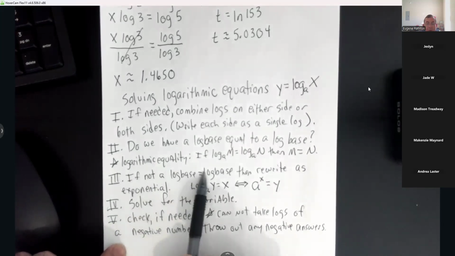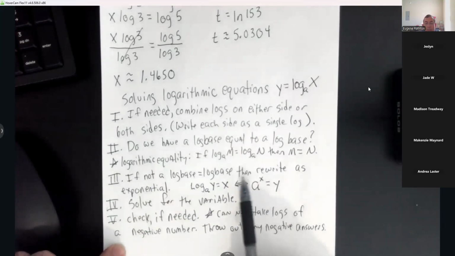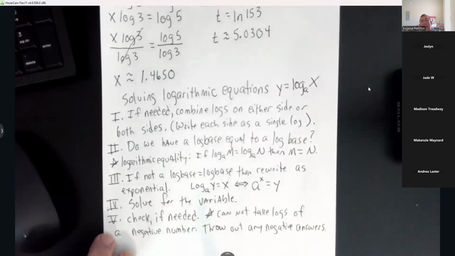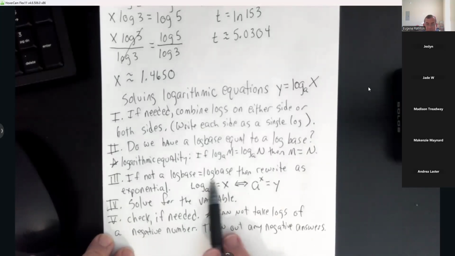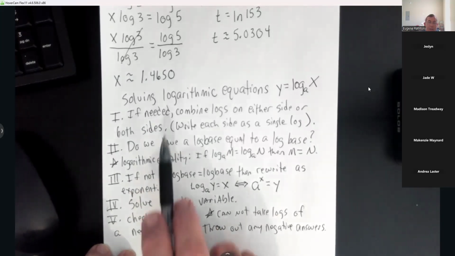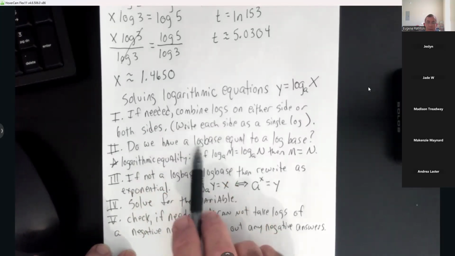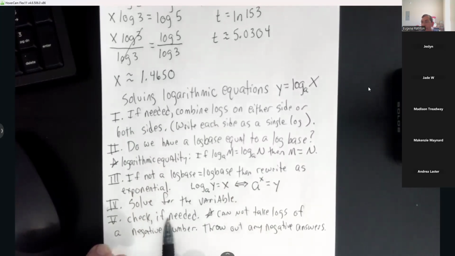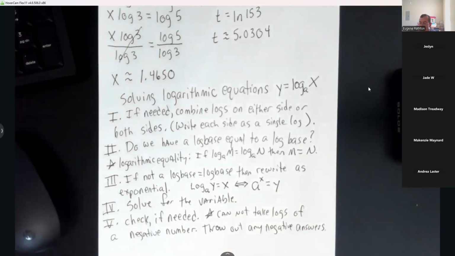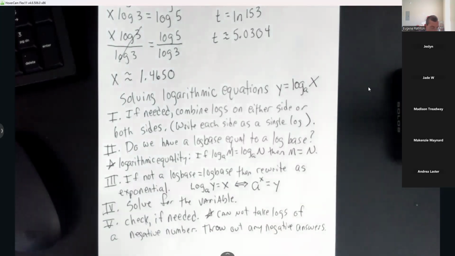Well, if I don't have the log base equal to a log base, then I'm going to rewrite my logarithmic equation as an exponential equation using this type of conversion. All right, y'all, no matter which way I went, if I was able to do a log base or if I had to rewrite them at that point, I'm solving for the variable. And then I want to check answers because, like I said, I cannot keep negative answers, okay?